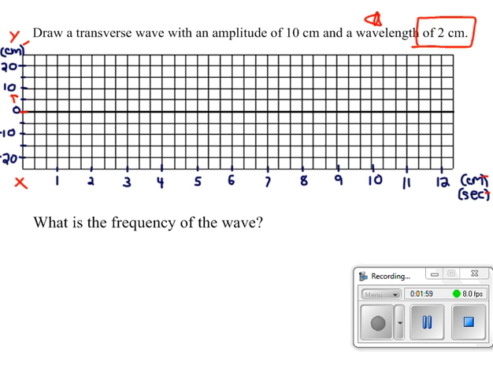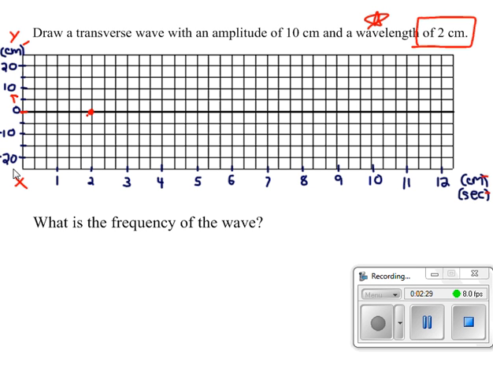We always start with the wavelength number. And in this case, my wavelength number is 2 centimeters. So I'm simply going to put a dot on my rest line, or my 0 line, at 2 centimeters. That's the length of my entire wave. So the positive part of my wave and the negative part of my wave have to fit between the starting point and the ending point.